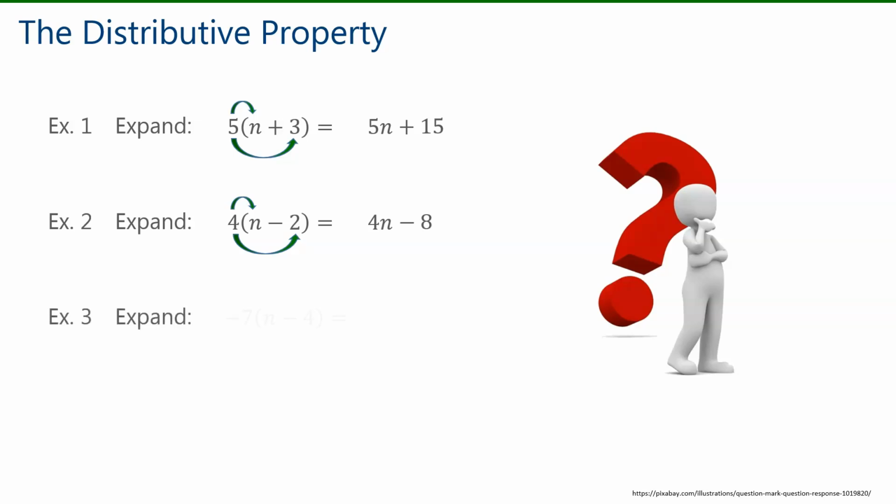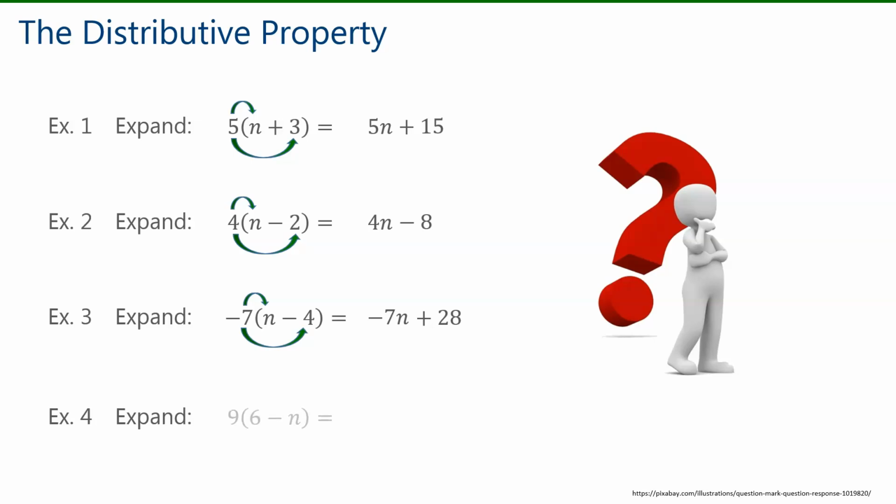Example 3. Negative 7 times n subtract 4. Well, negative 7 times n is negative 7n, and negative 7 times negative 4, 2 negatives make it positive, so that equals positive 28. So negative 7 times n minus 4 equals negative 7n plus 28.